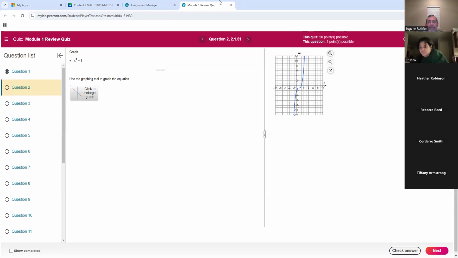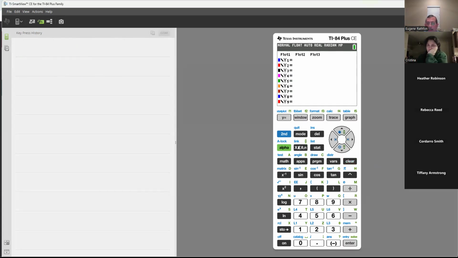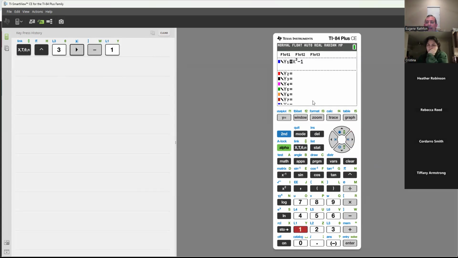Now, that can be done on the calculator also. So I'm going to share my calculator real quick. I'm going to go to y equals and clear out this old one. So I had x exponent 3, then bring that back down, and it was -1. So make sure you bring the cursor back down after you put in the exponent.